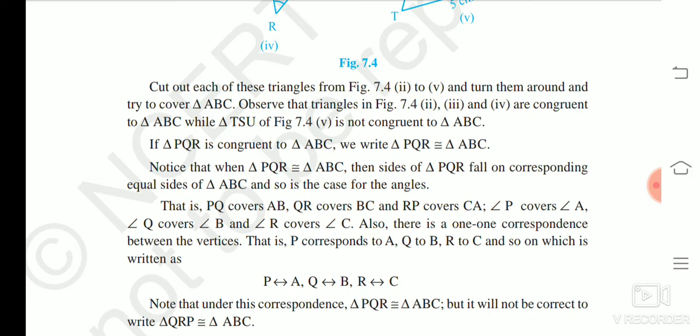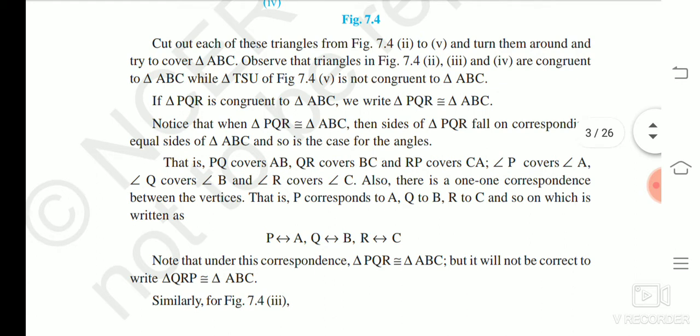If the 3 sides are equal, automatically the 2 triangles are congruent. This we are going to tell. Angle P we compare with angle A, angle Q with angle B, angle R with angle C. So finally we can write triangle PQR is congruent to triangle ABC.